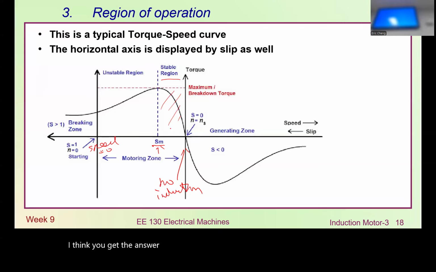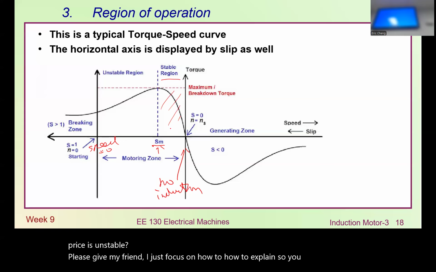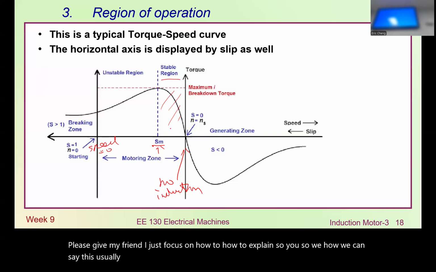So can you tell the class, what do you think about that? Why is it unstable? Please give me a hand. I just forgot how to explain it. So you show me how we can say this region is unstable, please.